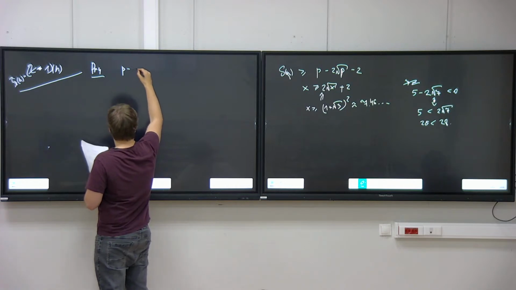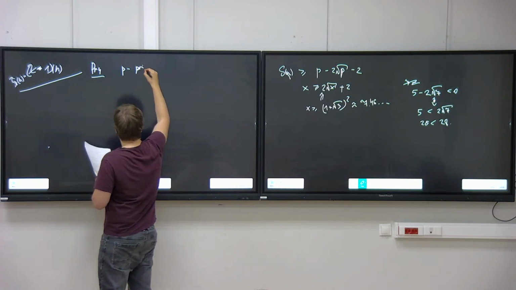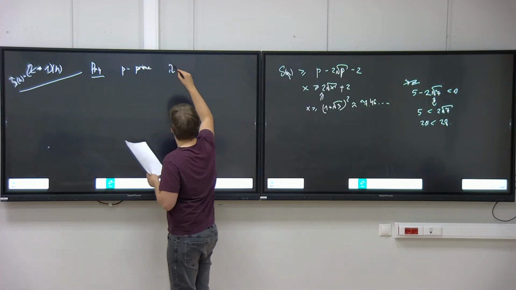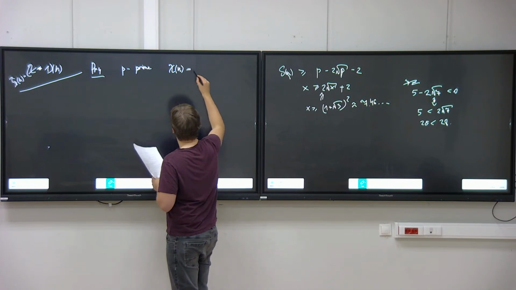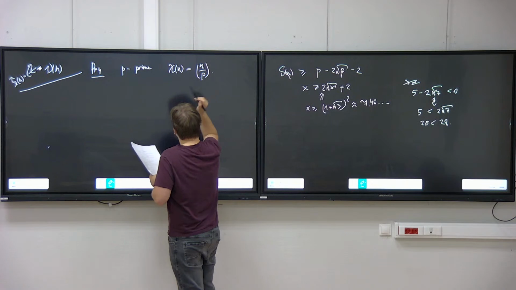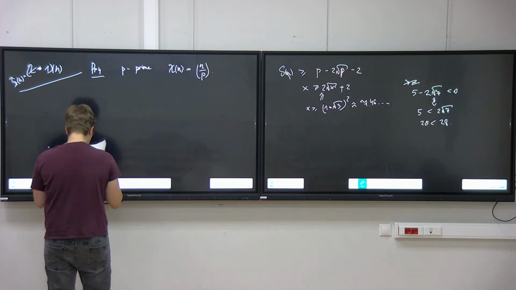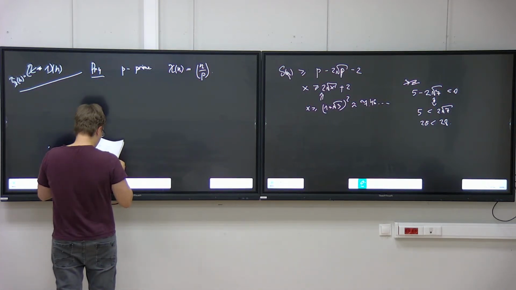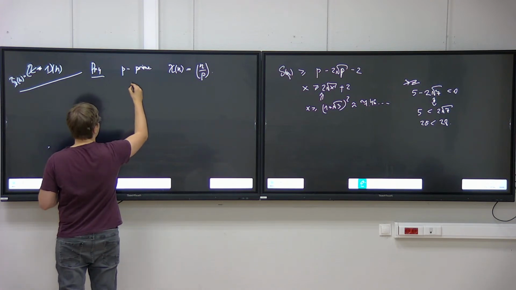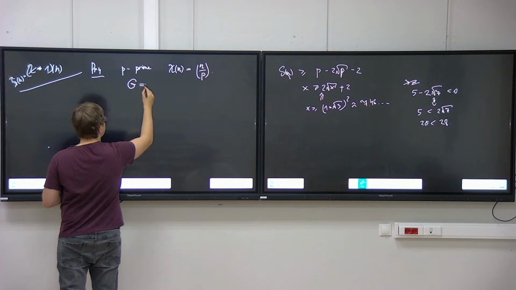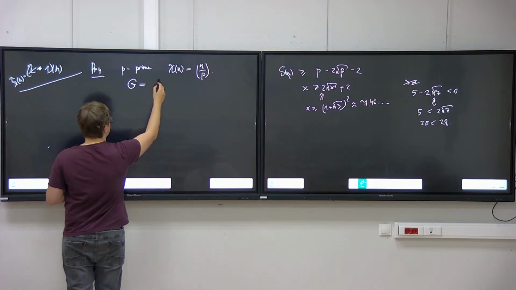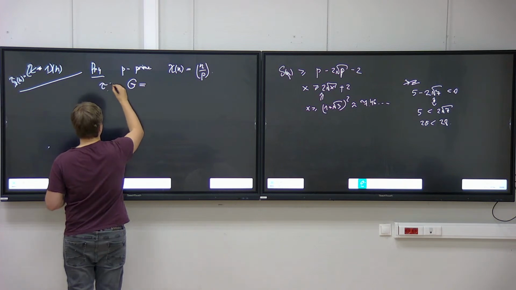P is prime. Yes, and we have a quadratic character. Chi of n is just the Legendre symbol modulo p. Okay, and we have a Gauss sum. Gauss sum. It's tau here.